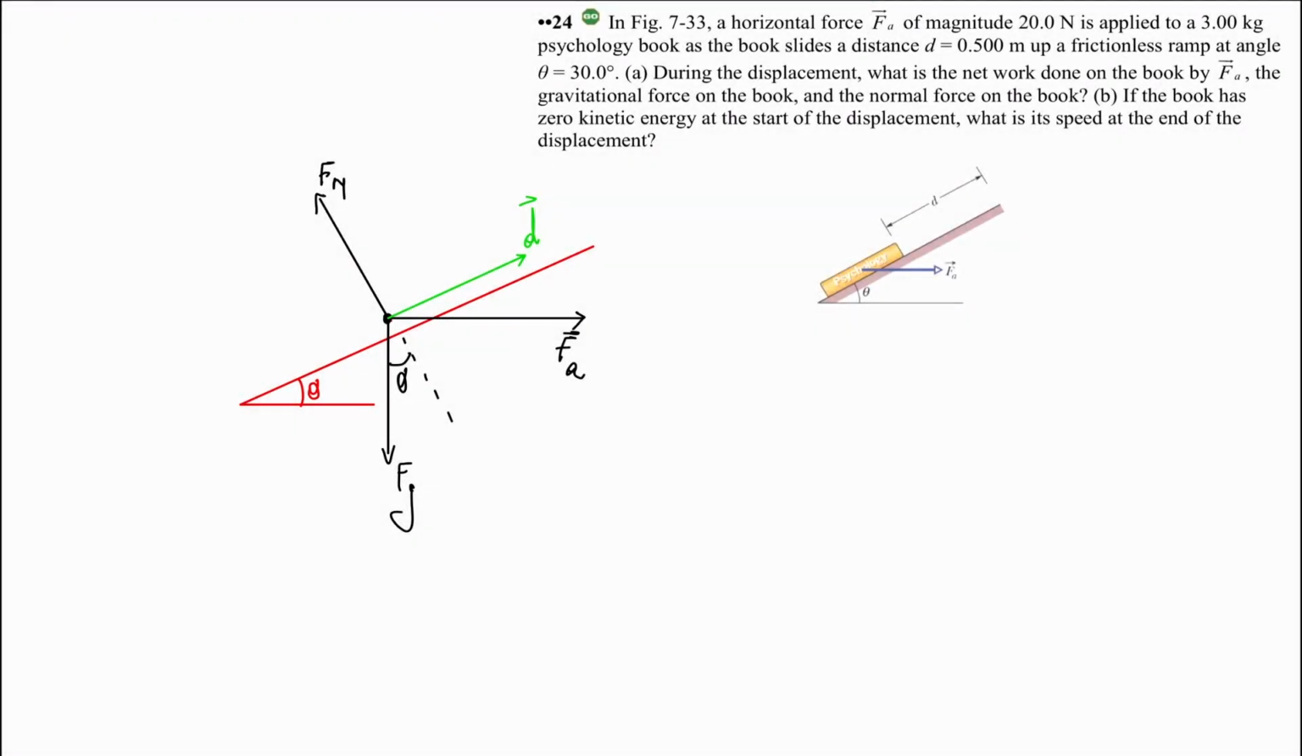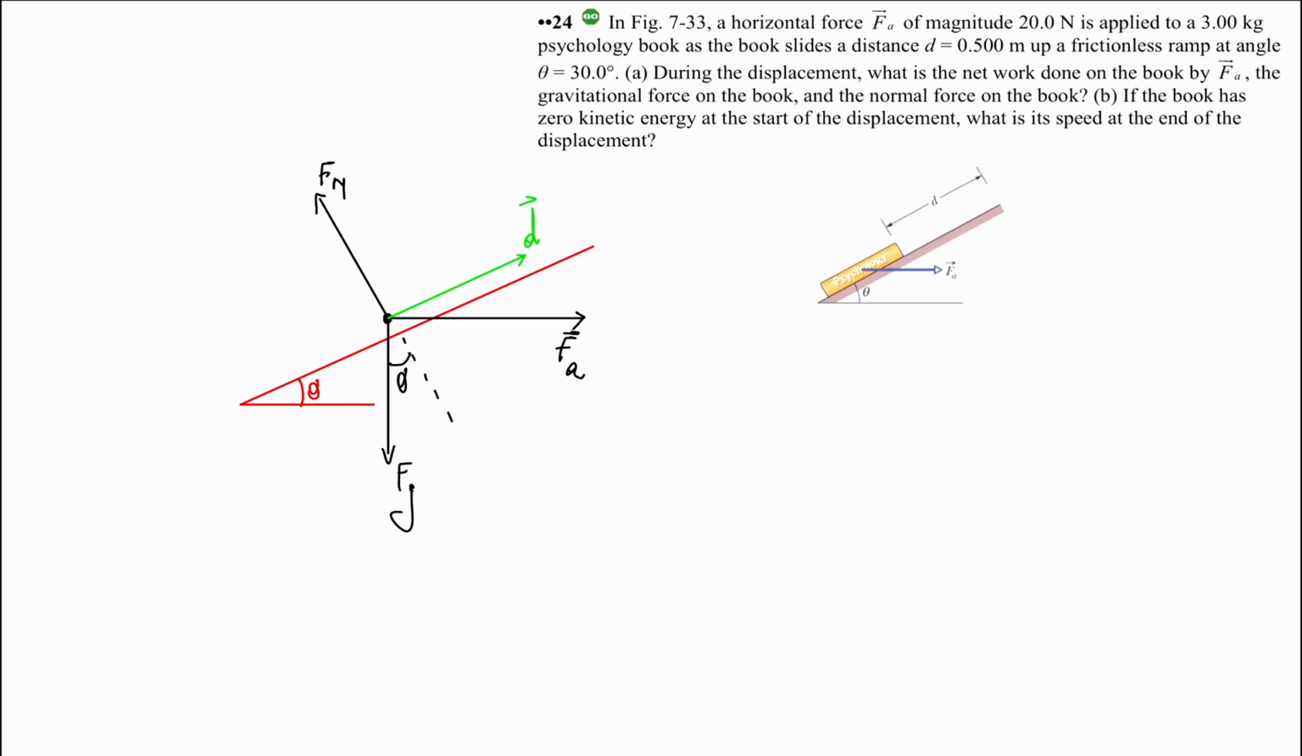Welcome. In this video, the goal is to demonstrate the use of the different methods of calculating work done for the same problem. So the sample problem I'm going to use is problem 24 of chapter 8. I believe this is chapter 8 or maybe chapter 7.